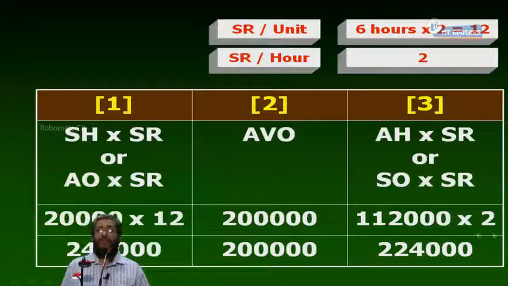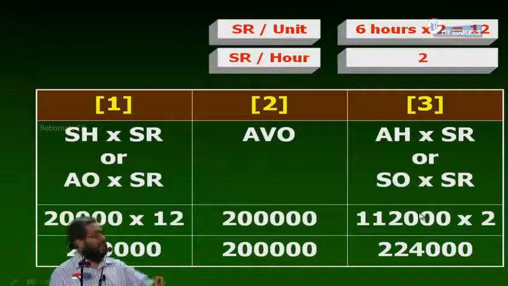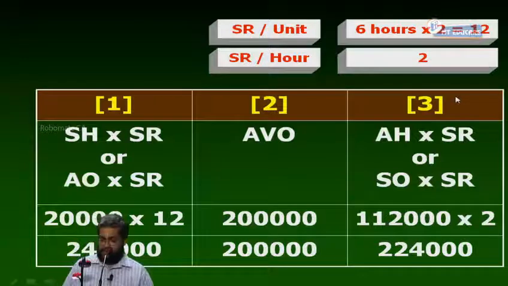I will now do the problem once again in the sheet, where I'll write both SH into SR as well as AO into SR. I'll write AH into SR as well as SO into SR, and then do the explanation. Then we can just copy the solution. Can I proceed or not? Now, let's start with the problem solution once again.